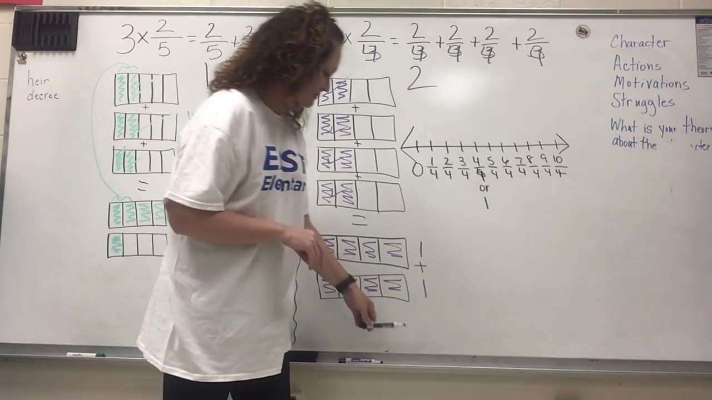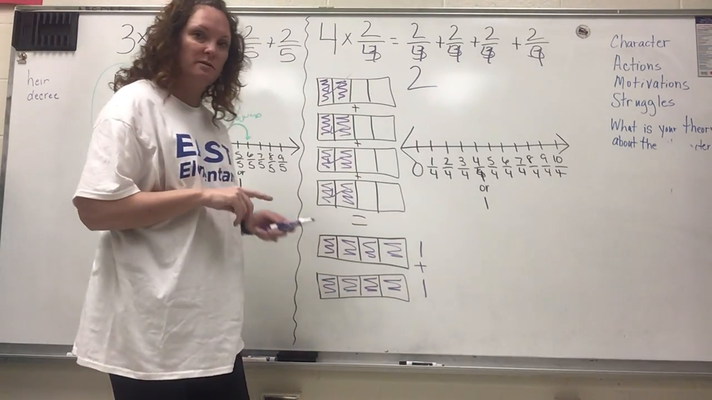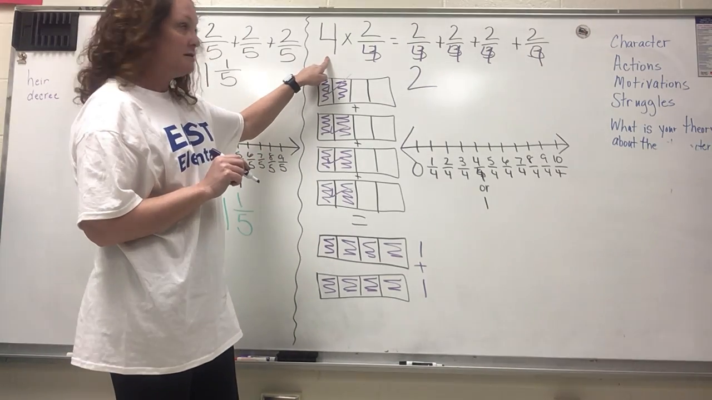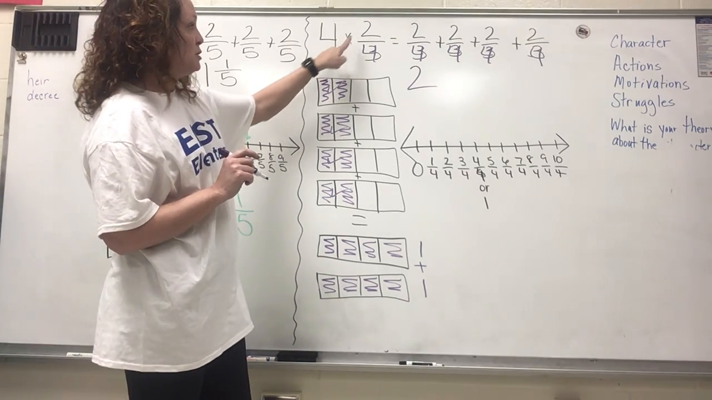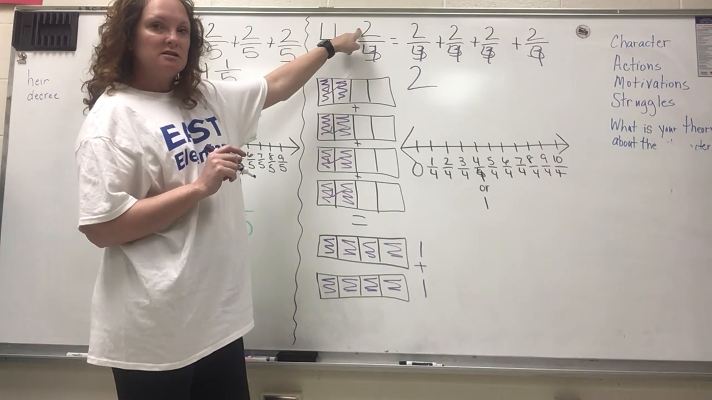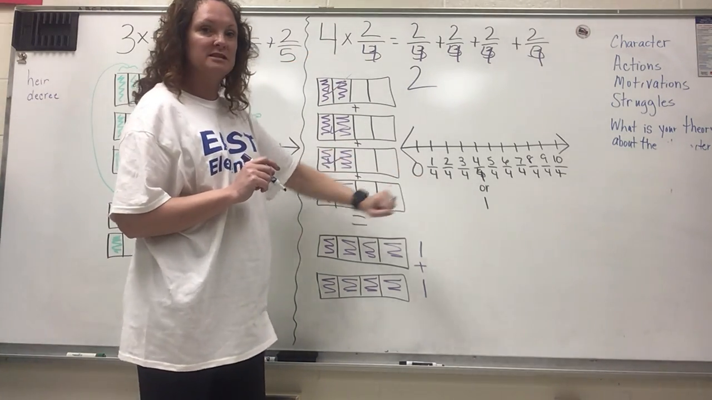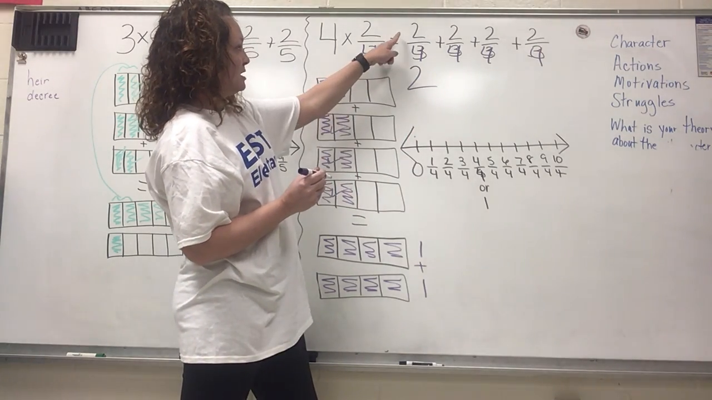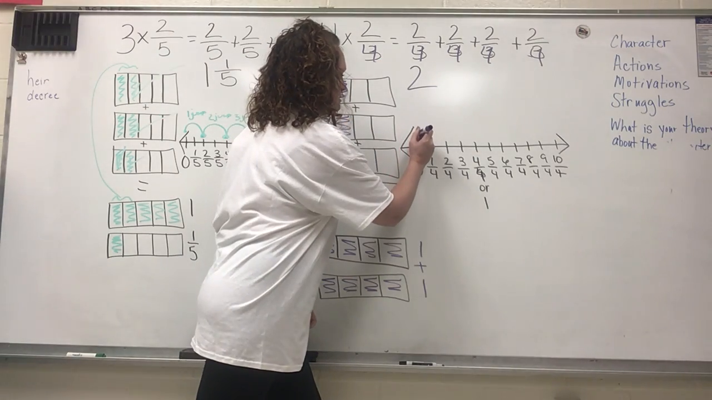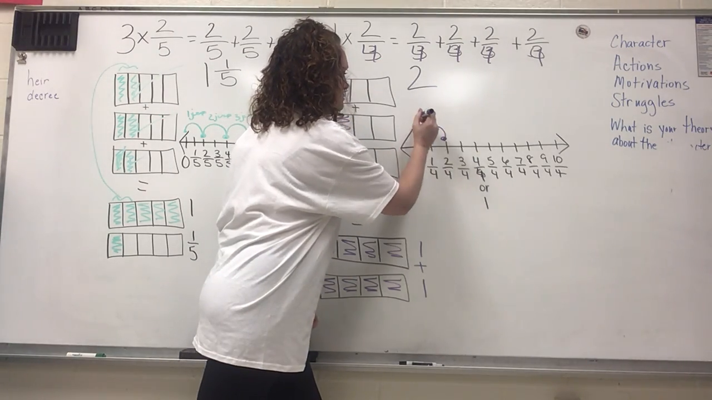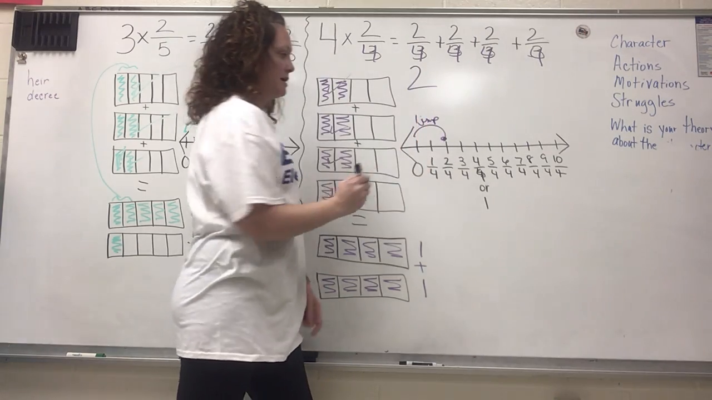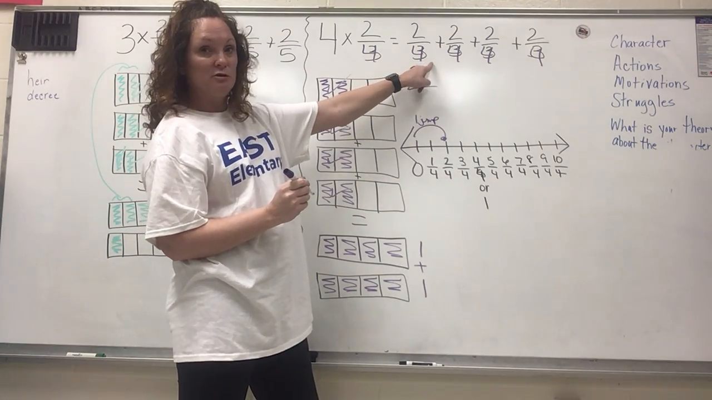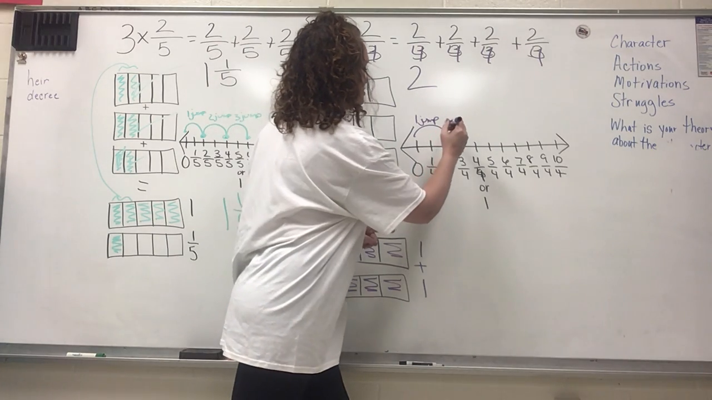Alright, now, here's the fun jumpy part. How many jumps do I need to make? I need to make 4 jumps, but what is my numerator? My numerator is 2, so each jump is actually going to have 2/4 in it. So I'm starting at 0, correct? My first jump, I got to do 2/4. All right, so one jump puts me at 2/4. Not 1/4, because this is not 1/4. These are 2/4.